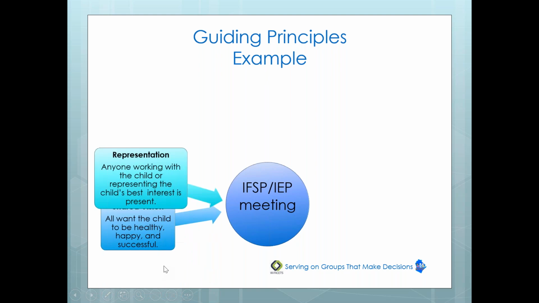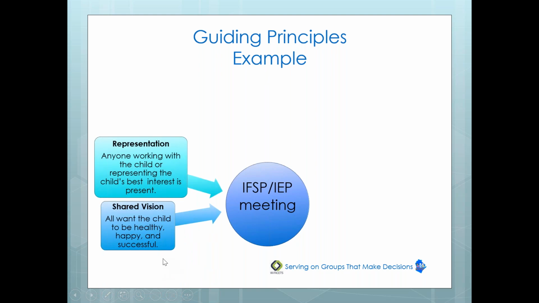Okay, next one is representation. So the team would include anybody working with the child or representing the child's best interest. They should all be present at the meeting or have found some way to get their information and concerns shared at the meeting. And obviously, there are certain required IEP team members, and then there are optional IEP team members. But you want to make sure everybody's there and is working to represent the child's best interest.